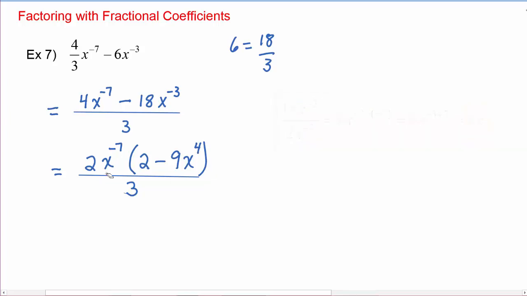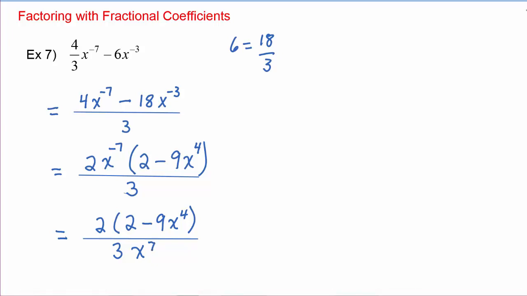Now the only thing left to do is to take the x to the negative 7th and move it to the denominator. So when we simplify our final answer here, the 2 stays in the numerator, the quantity 2 minus 9x to the 4th stays in the numerator, the 3 stays in the denominator, and the x to the negative 7th moves to the denominator and becomes x to the positive 7.